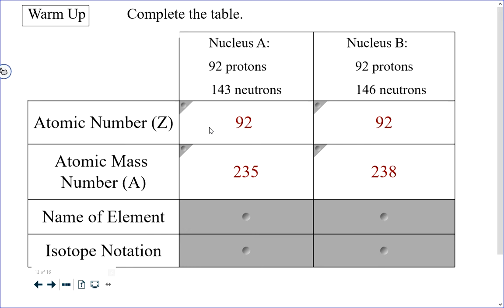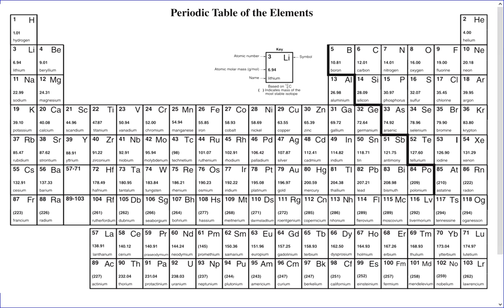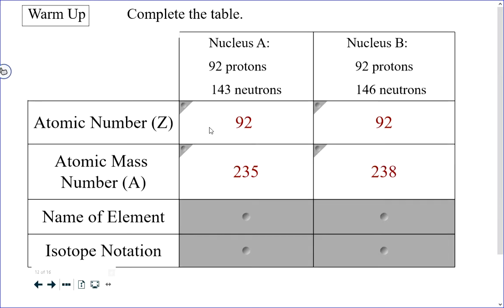Now, what is the name of the element? If you go to your periodic table and you locate atomic number 92, and it might take you a while to find it, you will discover that it's uranium.